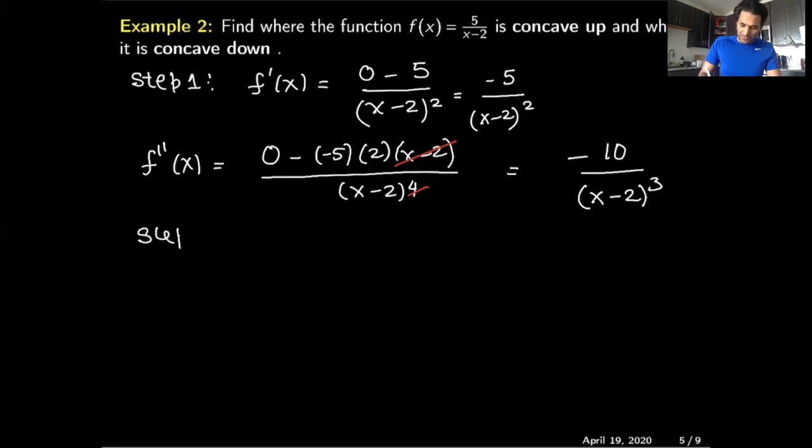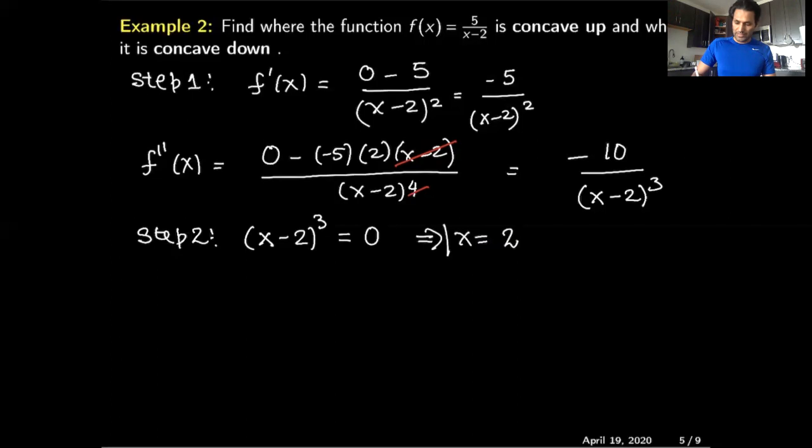So in step number 2, I will set the top and bottom both equal to 0. But as I can see, there is no x in the top, so the top has no x, and minus 10 cannot be equal to 0. So the critical value of the derivative will come when I set the bottom equal to 0, which is (x minus 2) to the power 3. This gives me x is equal to 2.